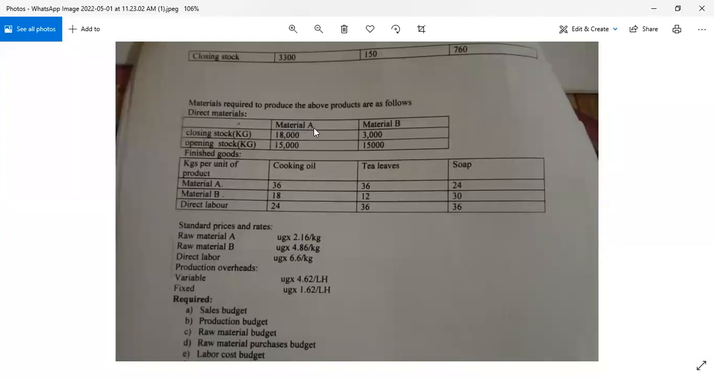So material A, they're saying for closing stock, we had some closing stock and opening stock. Yeah, closing and opening stock. But our interest is on usage. How many units do you use to produce a single product, and therefore how many are those in total, depending on the products that you're producing. So material A is used such that for cooking oil, they use 36 units. Okay, can go and deal with that one first.